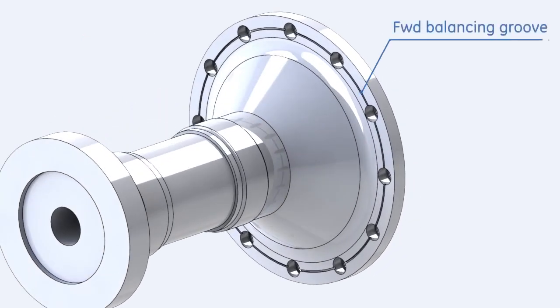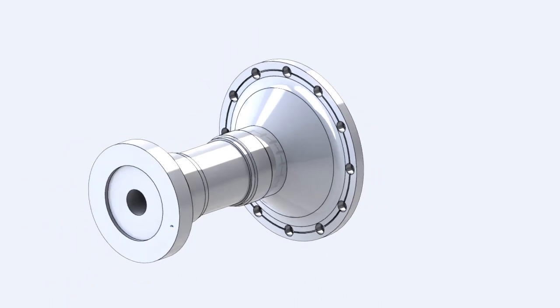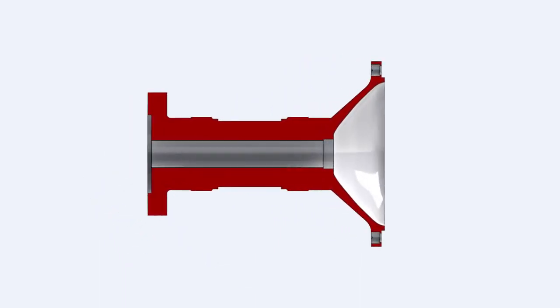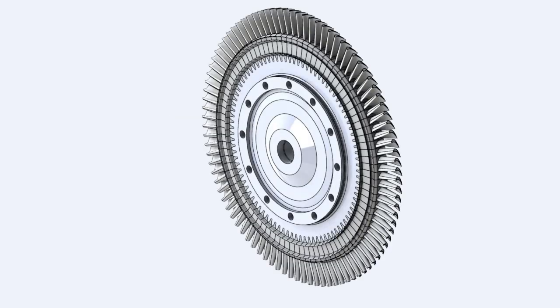Forward balancing groove. Forward flange to connect the turbine rotor to the compressor rotor. The forward wheel shaft is hollow to pass the turbine rotor cooling air. The first wheel carries the 92 buckets of the first turbine stage.